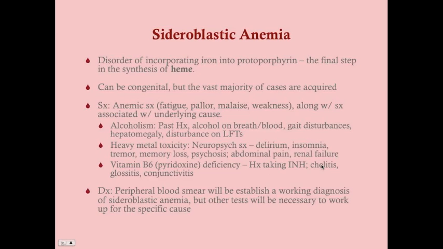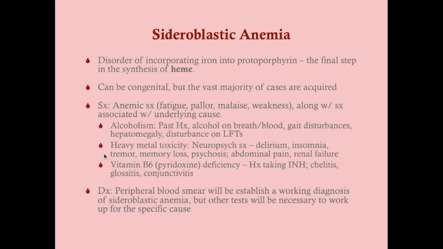And for diagnosis, peripheral blood smear is really going to help you establish your working diagnosis because you're going to see those granules. And you're going to need a Prussian blue stain to do it. So your regular old H&E stain, not going to cut it. You need to do a Prussian blue stain to find iron granules in the red blood cells. But other tests may be necessary to work up the specific cause. Just seeing iron granules doesn't tell you if it's alcoholism, heavy metal toxicity, a patient taking isoniazid, or a patient with B6 deficiency, etc. You need to do other tests to work up the specific cause of sideroblastic anemia.